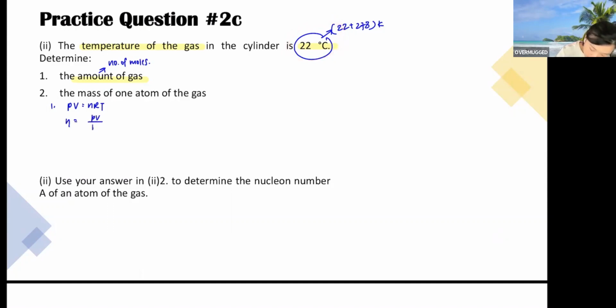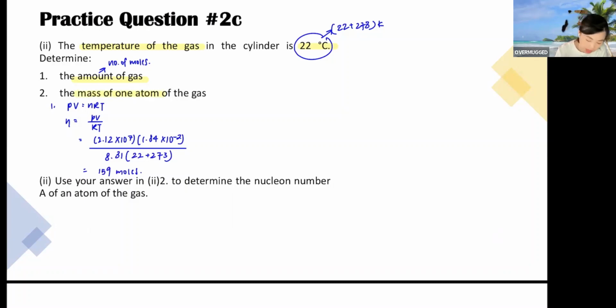You take PV divided by RT. So P is 2.12 times 10 to the power 7. Volume is 1.84 times 10 to the power negative 2. Divided by R, my gas constant, 8.31, times 22 plus 273. So this will give you n to be 159 moles.